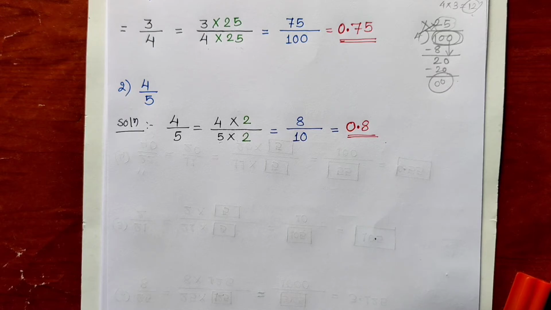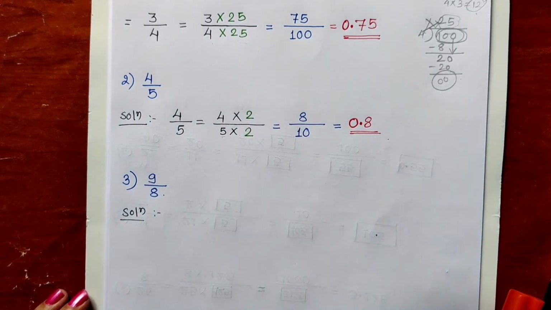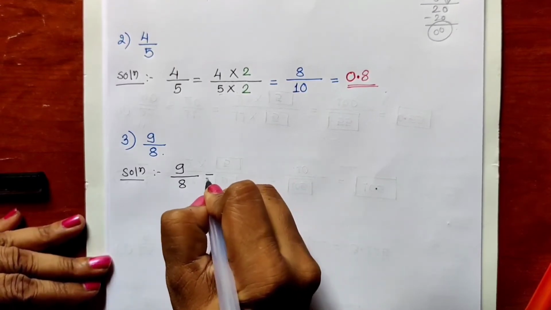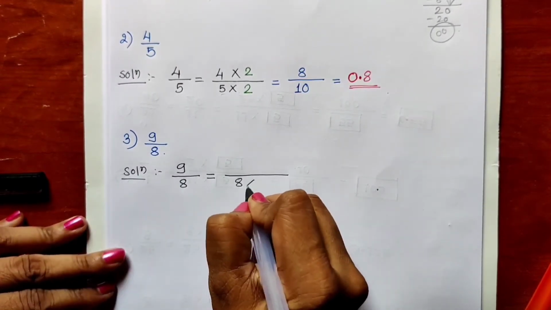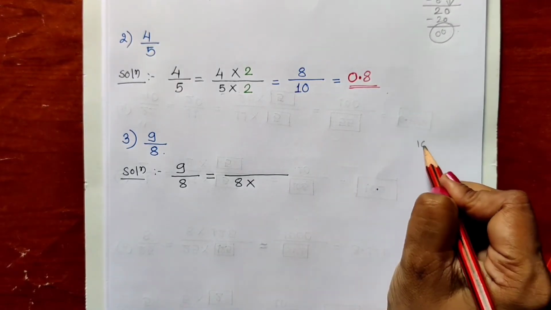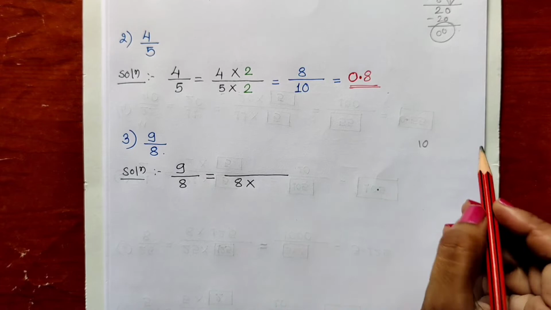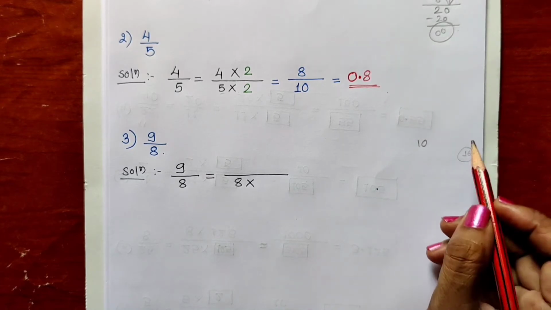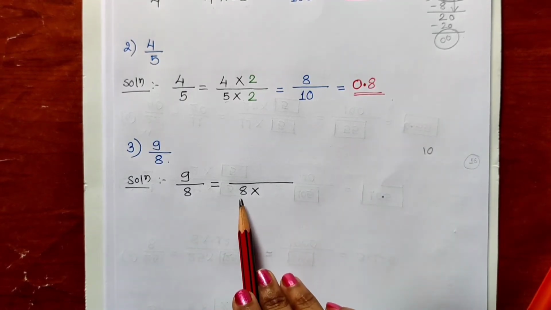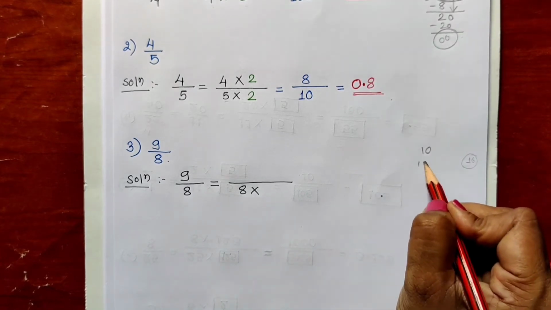Now let us see the next sum. The next number is 9 upon 8. Let us do it. First check by which number you can multiply 8 so we will get a multiple of 10. That means, can we get 10 if we multiply 8 by some number? We all know 8 1s are 8, 8 2s are 16. 16 is bigger than 10. So there is no such number by which if you multiply 8, we will get 10 as the answer. Not possible.